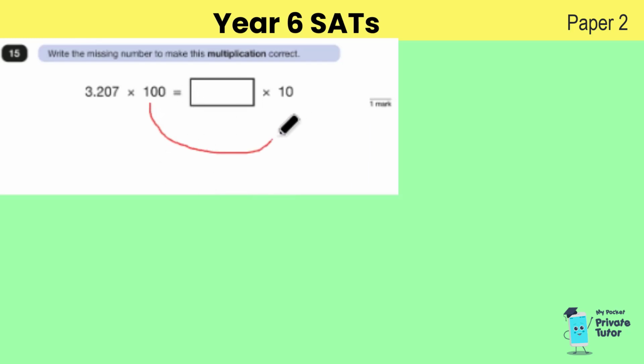Now this is times 100 and this is times 10, so we can see that in the second equation it is 10 times smaller. With multiplication, if one side of our calculation is smaller, the other side needs to be bigger to balance it out. So if that side is 10 times smaller, this side needs to be 10 times bigger. So 3.207, you should be able to do that in your head, is 32.07.